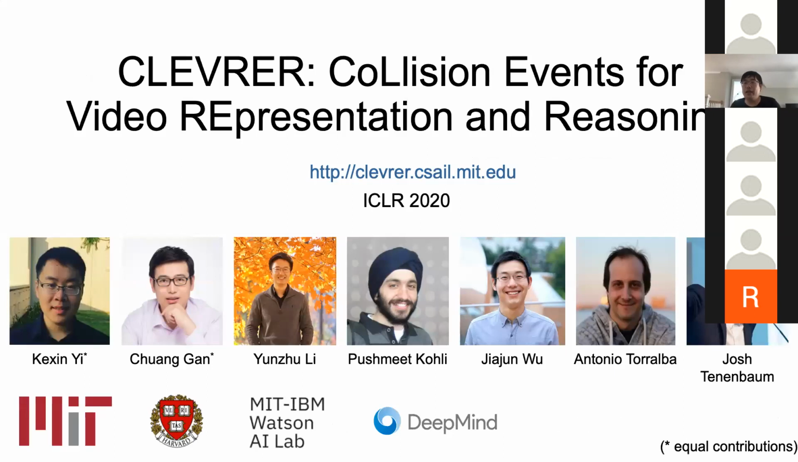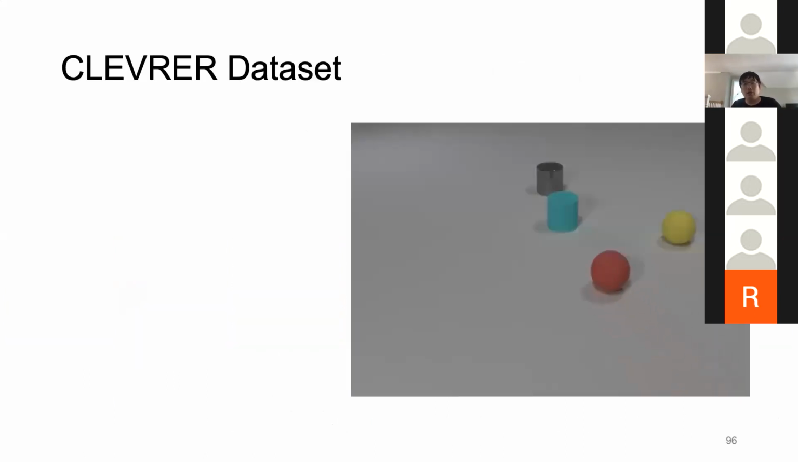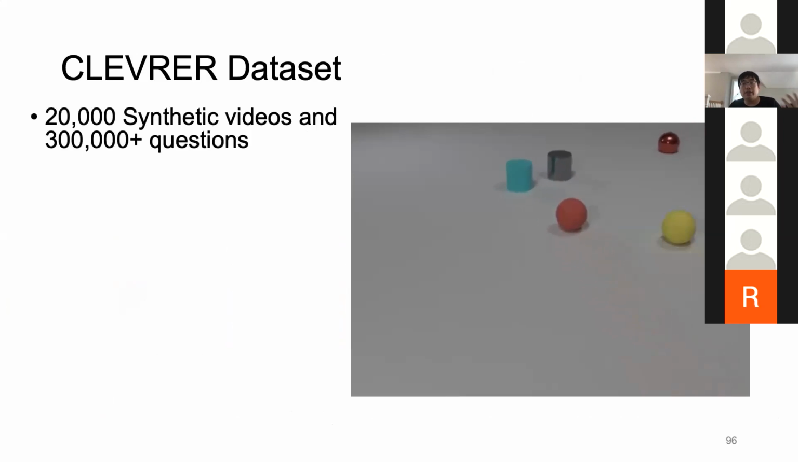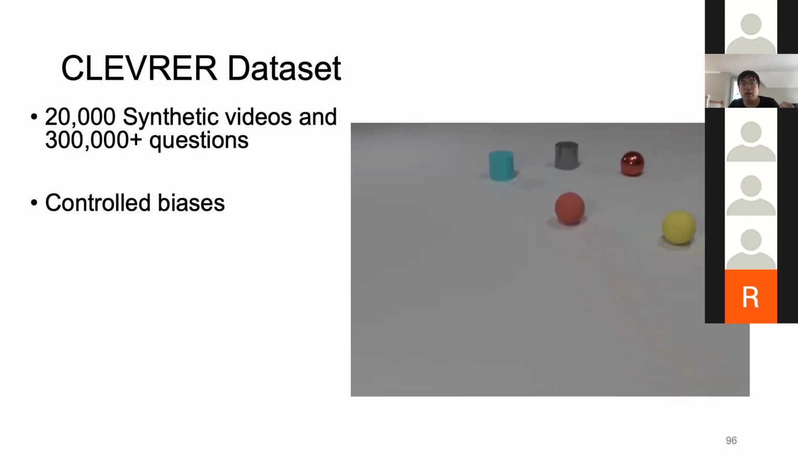So to this end, in collaboration with MIT, Harvard, and DeepMind, we built a new video understanding dataset called CLEVRER, collision events for video representation and reasoning. We hope to push the boundary of temporal and causal reasoning on video. This CLEVRER dataset contains around 20,000 synthetic videos and around 500,000 questions with well-controlled bias. We also provide ground truth annotation of the video state for model diagnosis.